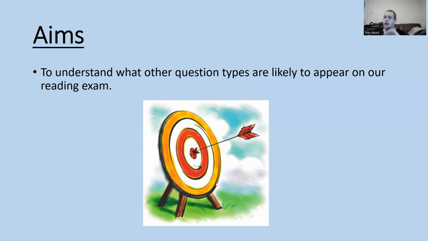So we've looked at our language features, our organizational features, facts and opinions, formal and informal language, and we're going to get questions on all of these. And again, the structure of the reading paper is always the same. But what we need to look at now is what other types of questions are going to pop up and how can we be a bit more prepared for them?